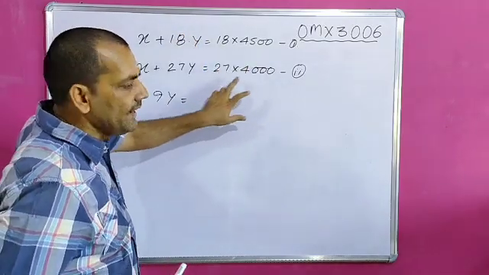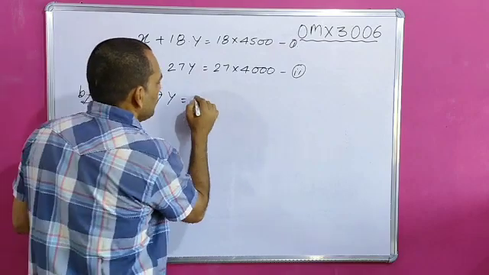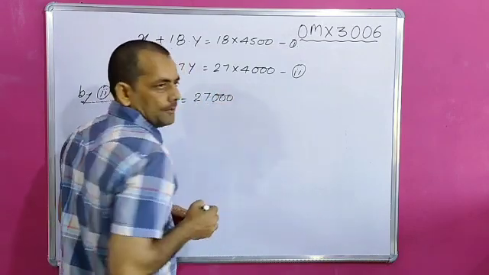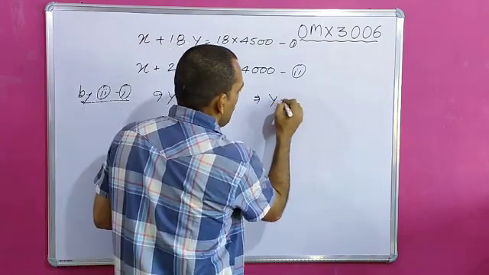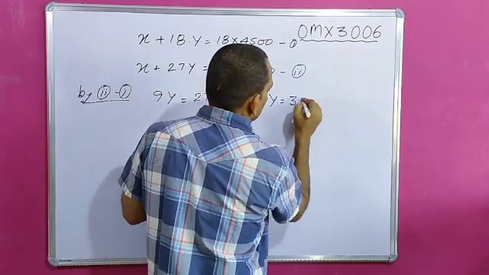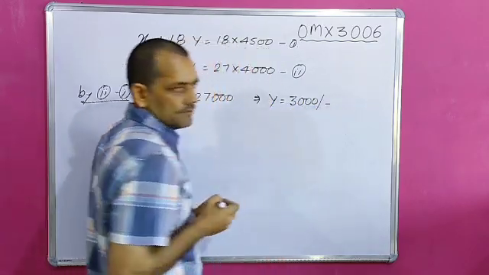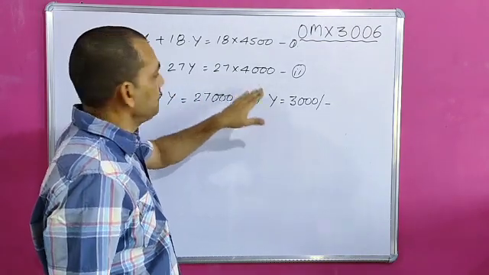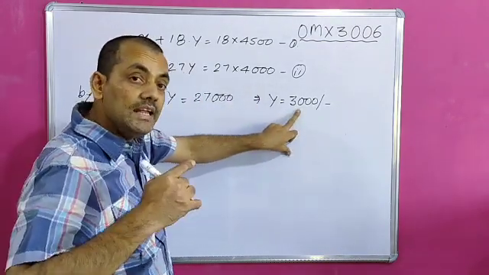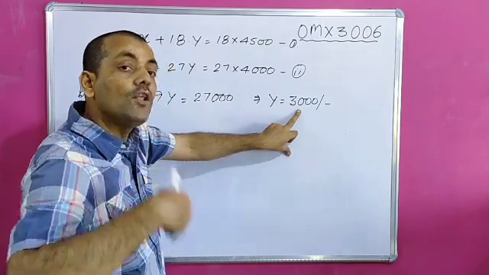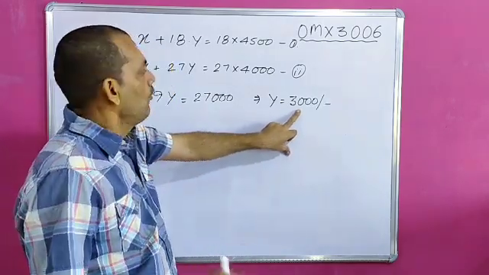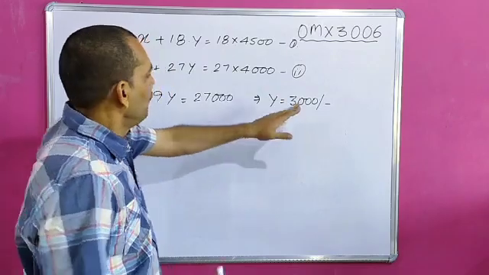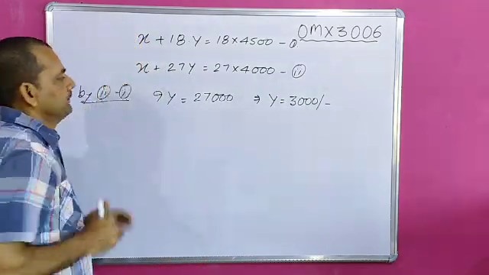And if you multiply these two and then subtract, we will get the value as 27,000, which reduces down to Y as 3,000. So if 27 students are paying 4,000, it means 3,000 is being spent on their personal expenses, whereas 1,000 rupees per head will be a part of the fixed cost.